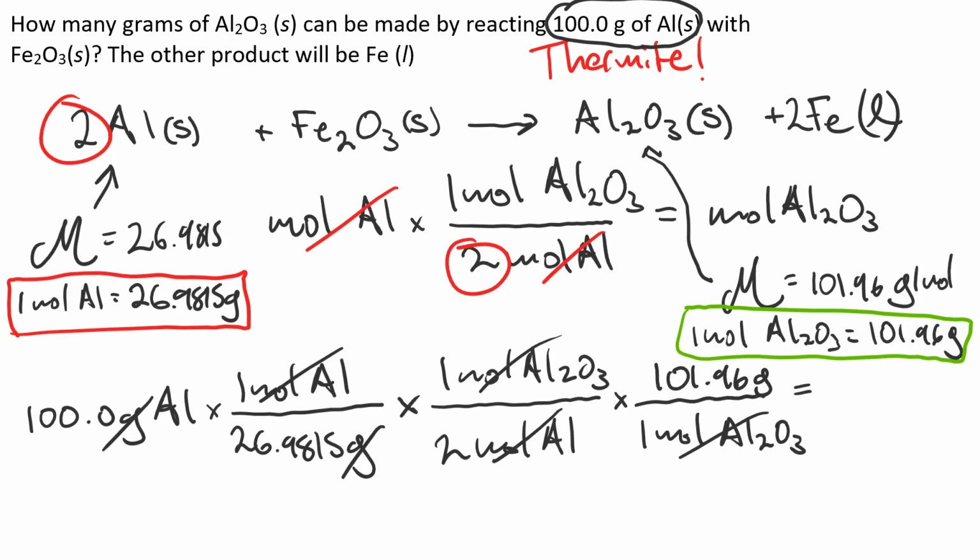Time to punch it into the calculator. So on my calculator I type in 100 times 101.96 divided by, open parentheses, 26.9815 times 2, close parentheses, press enter, and at 4 sig figs I get 188.9 grams of Al2O3.